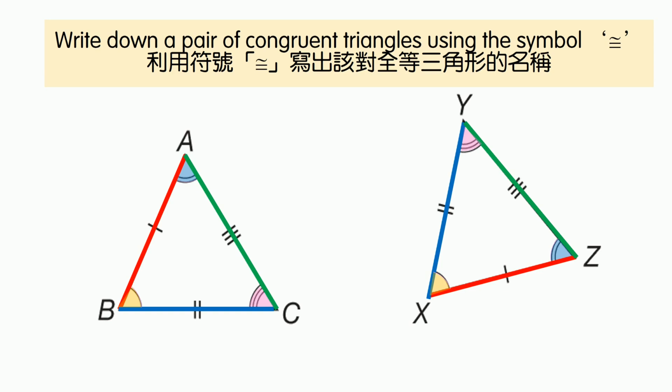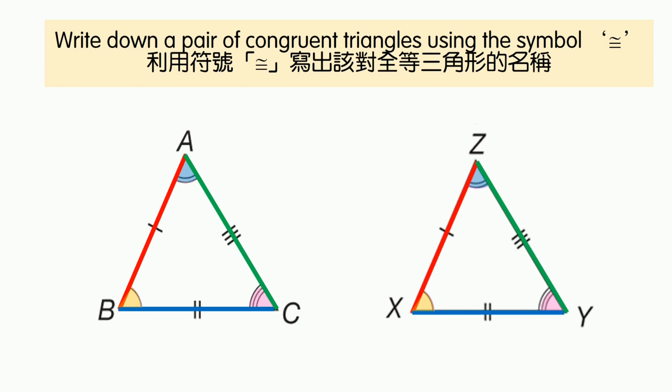Well, first, for starters, we can try to put the right side triangle and make it upright to be in the exact same position as the one on the left. This way, it will be easier to compare the two triangles. And we can see point to point that we can write down their congruent relationship. Triangle ABC is congruent to triangle ZXY.